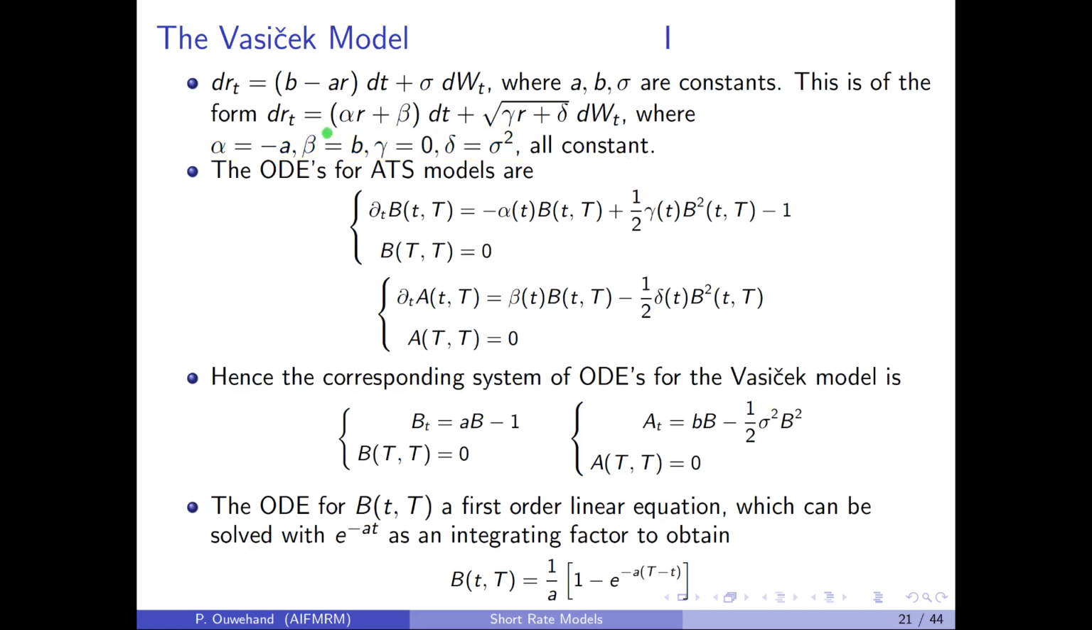Note that here the drift is an affine function of r, and that the volatility squared, i.e. gamma r plus delta, is an affine function of r. Now the ODEs for the affine term structure models are given by the following equations. And if we substitute the values of alpha, beta, gamma and delta into these equations, we obtain the following corresponding system of ODEs for the Vasicek model.